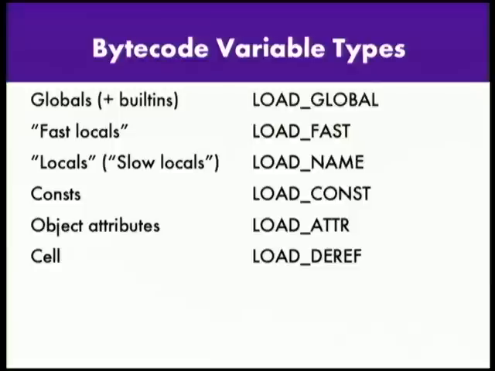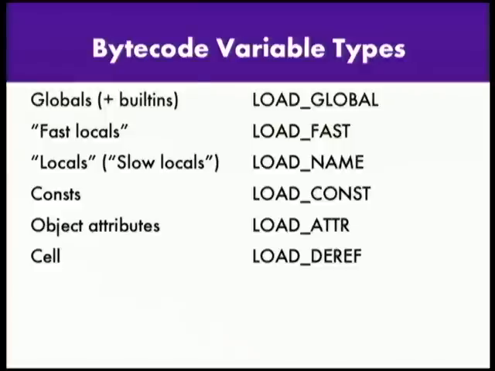Locals, I'm going to call slow locals. This is the original mechanism used for local variables inside of a function. It's still used as the mechanism for variables stored and loaded inside of a class, inside of a module, and if you're using eval. And you load and store there using load name and store name. The oparg for load name and store name is also an index into the names array, which we'll see in a minute. Consts, load const is an index.